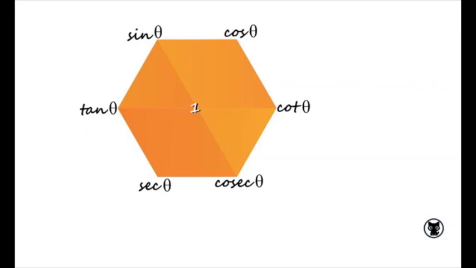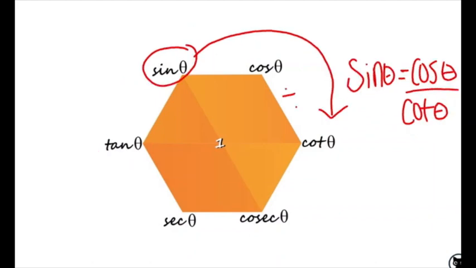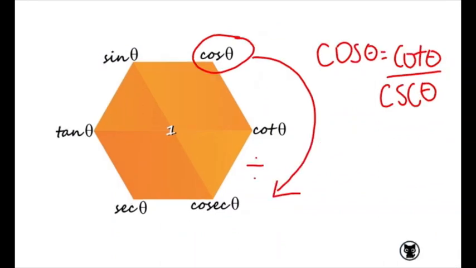From this image, we can actually extract a lot of information about the relationship of these functions and their identities. To begin, if we start from one of the vertices, let's say tangent, and go clockwise to the next two functions, we can see that sine over cosine equals tangent. Go further, and we see that cosine over cotangent equals sine. You can do this throughout the hexagon, going clockwise, and see that the quotient of the next two numbers from a vertex equals that starting vertex.